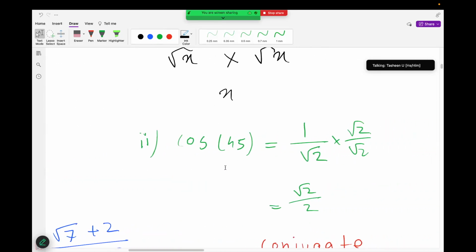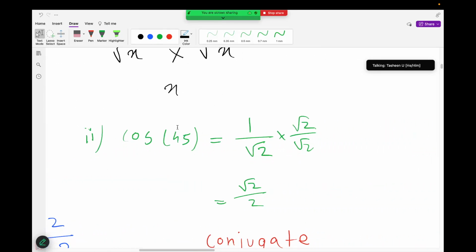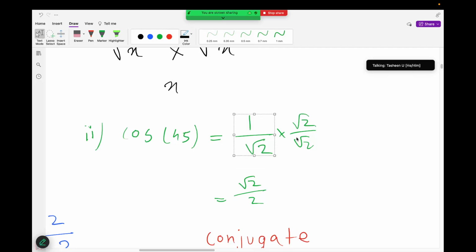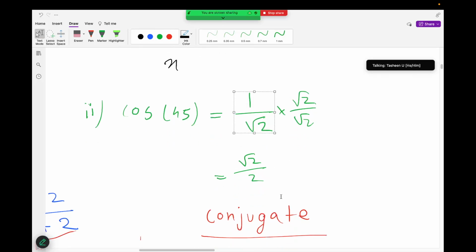So ultimately this root 2 is now, as you can see, shifted towards the numerator. Okay, if you want to find cos 45, actually it is 1 upon root 2, but if you have to rationalize and give it in the most simplified form, you would use rationalization, and this would become root 2 by 2. We'll learn more on the exact values of trigonometry later on, hopefully.